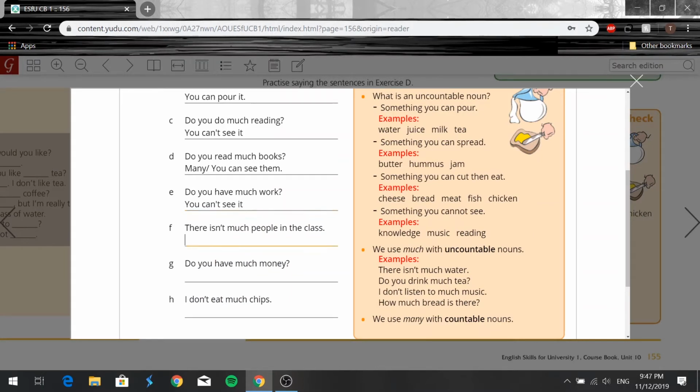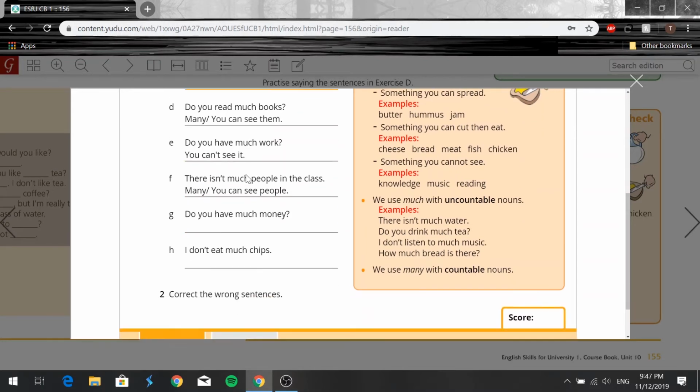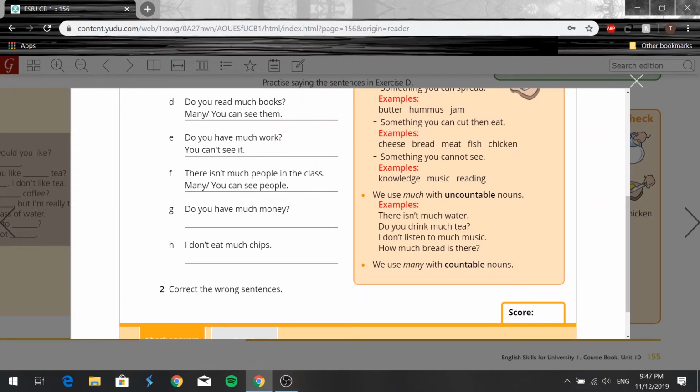Okay? There isn't much people in the class. This one's wrong. Why? Again, because you can see people. People are countable. So again, we'll say many. Many. And because you can see people. Okay? Let me add a full stop here.